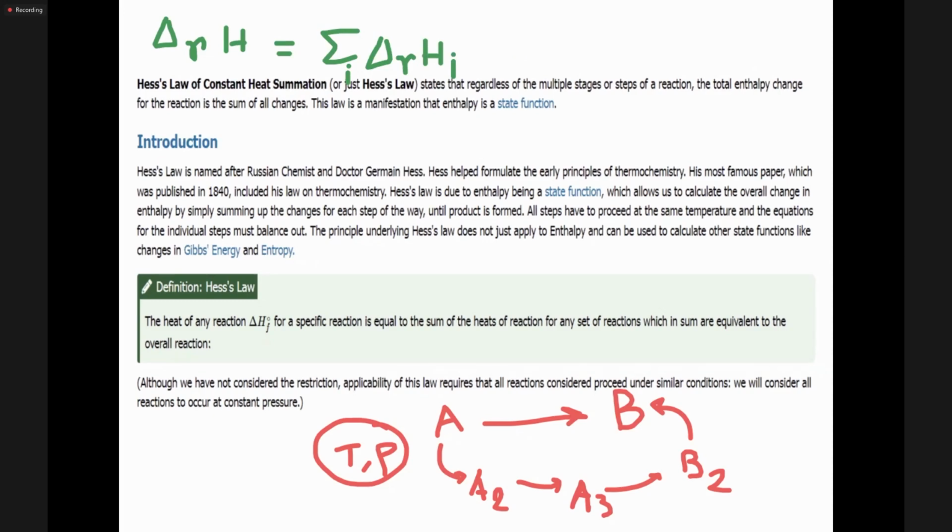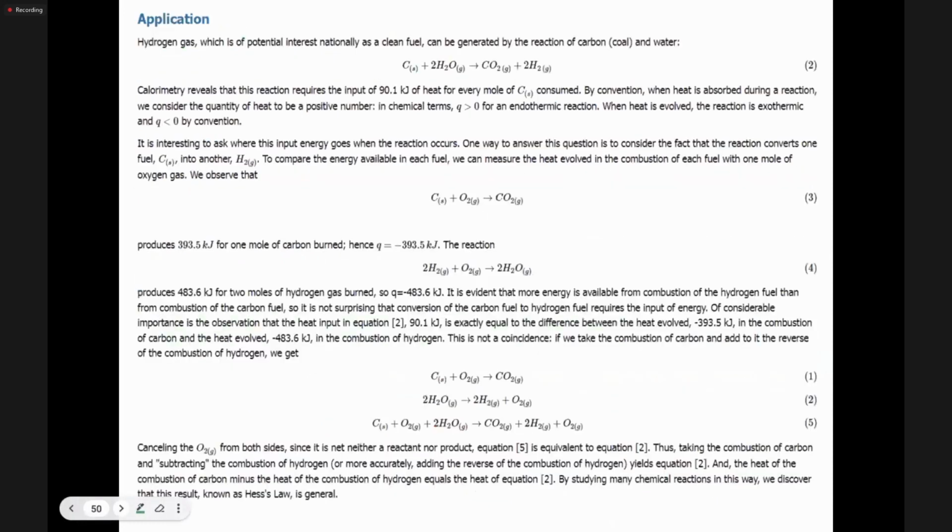So this can also be represented pictorially. Let's come over here for your easy understanding of where the application is required. Hydrogen gas is very useful in our daily life because it is of potential interest nationally, because it is a clean fuel. As a fuel, it can be burnt for our cooking, in our cars, and for our transportation system. And it can be generated by the reaction of carbon, that is coal, with water.